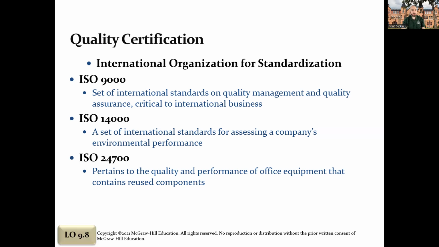partnership with you. ISO 14000 has to do with, is the company operating in an environmentally sustainable and ethical manner. And then ISO 24700 has to do with reusing components and e-waste and office equipment. So you've got several different certifications. There's more than just these 3. Those are the ones focused on in the book.